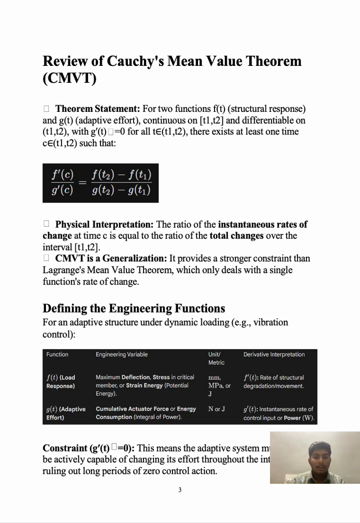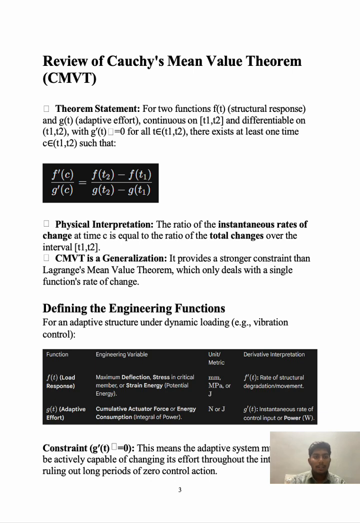This means that there is always a moment in time when the instantaneous rate of structural change matches the average rate of change across the whole duration. In physical terms, CMVT ensures that the relation between the system's structural response and the control effort cannot behave arbitrarily; it must align at some point.